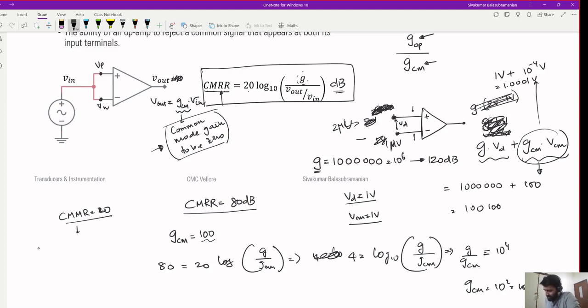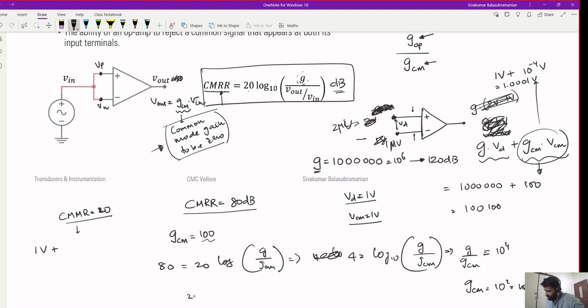What will be the output in that case? So differential output will be the same, 1 volt plus what will be the contribution from your common mode gain. 0.1 volt. Will it be 0.1? Why will it be 0.1? It would be 10 power 5 into 10 power minus 6. Okay. Sorry, it will be 10 power 6.